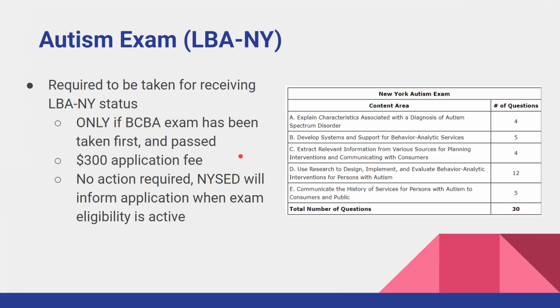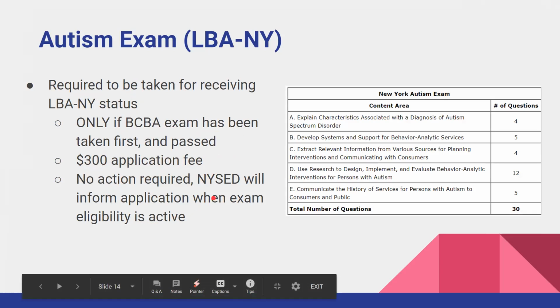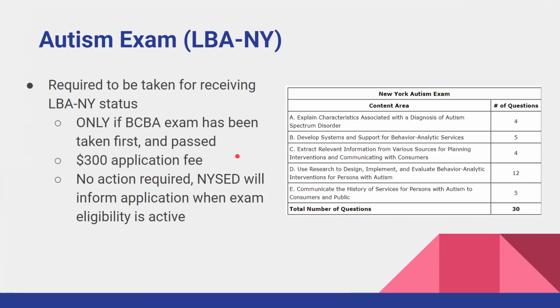For the autism exam, for the whole LBA licensure, there is a $300 application fee, and that is the fee that will permit you to take this exam. There is no action required. New York State will inform the applicant when exam eligibility is active. So as soon as you pass the BCBA exam, the BACB will notify your state, and they will basically allow you permission to apply to take this test.